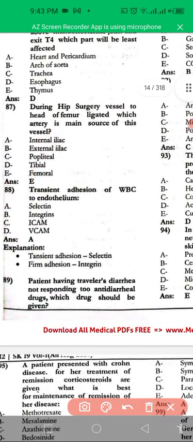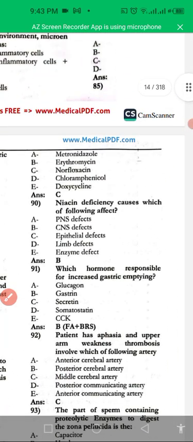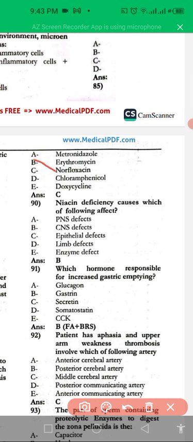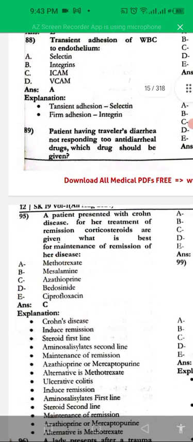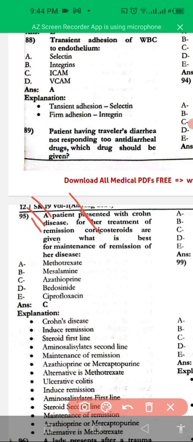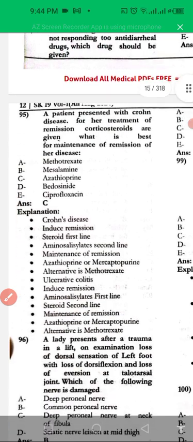Next question: a patient has traveler's diarrhea not responding to antidiarrheal drugs. Which medicine should be given? Norfloxacin is given for traveler's diarrhea. Niacin deficiency, CNS defect. Hormone responsible for emptying, gastrin. Next one: a patient presents with Crohn's disease. For remission, corticosteroids are given. For maintenance of the remission, azathioprine. Corticosteroids plus azathioprine is the treatment of choice.